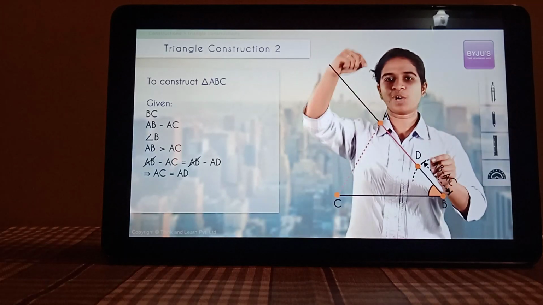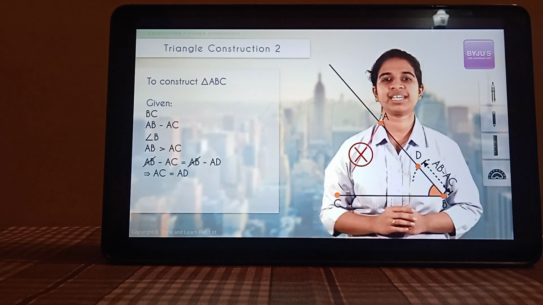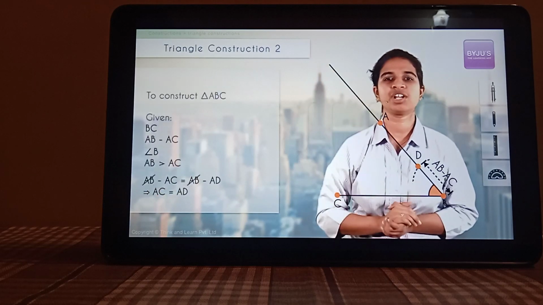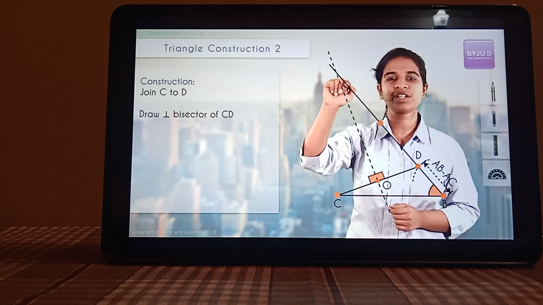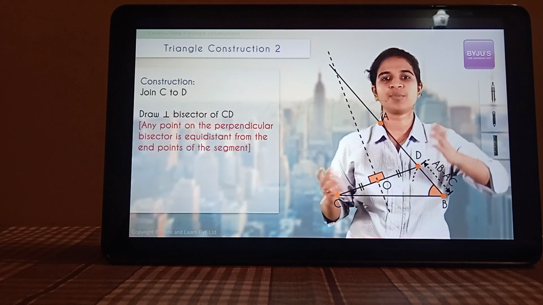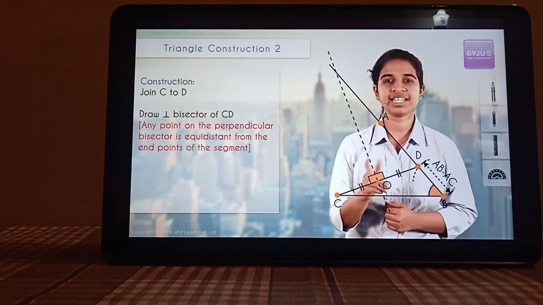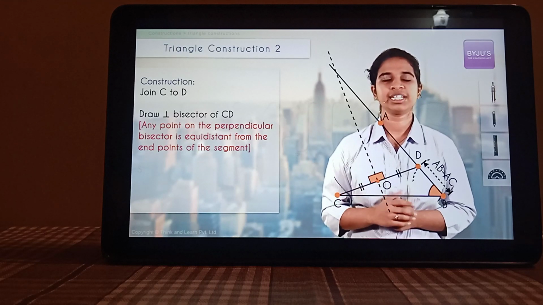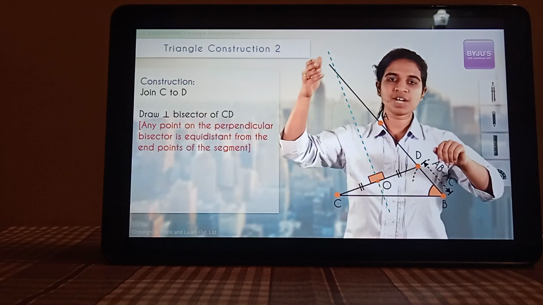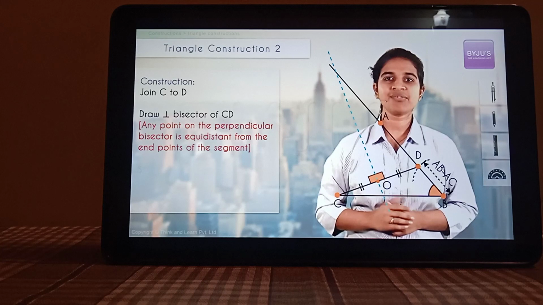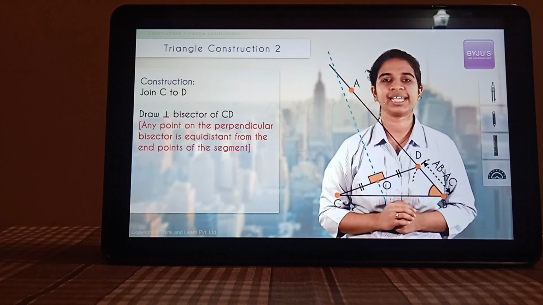If you fold it, what you're basically doing is taking an image of AD and it should coincide perfectly with AC. That means you need to draw a perpendicular bisector to CD. Because any point on the perpendicular bisector is equidistant from the endpoints of the segment. That's why you get it this way. So you will join CD, draw a perpendicular bisector of CD. Wherever this perpendicular bisector intersects ray BD, that is going to be point A.